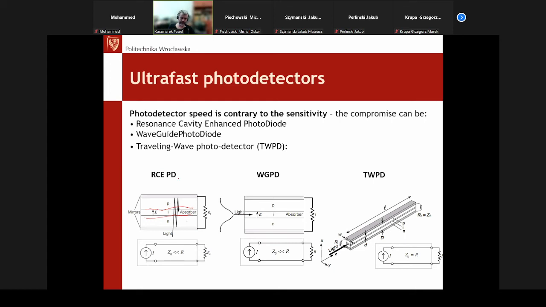So we can have, for example, resonance. They are sacrificing the sensitivity for the higher frequency, and of course, if we are sacrificing the sensitivity, we need to find a way to improve this sensitivity other than geometrically. So we can have different possibilities. The left one is resonance cavity enhanced.